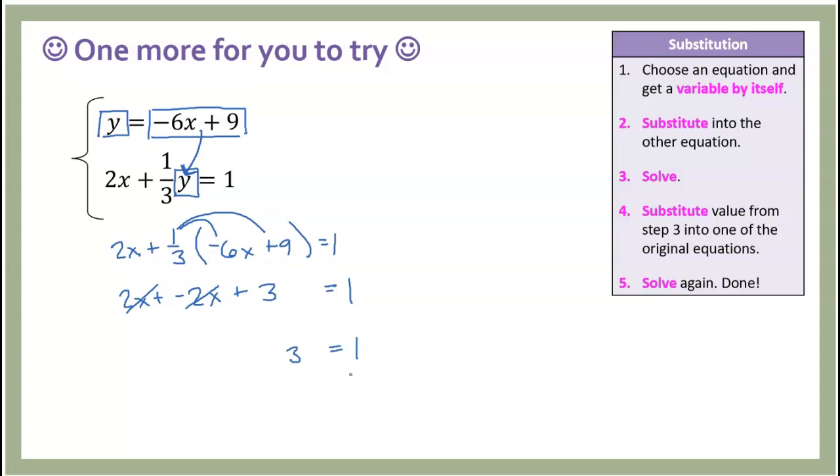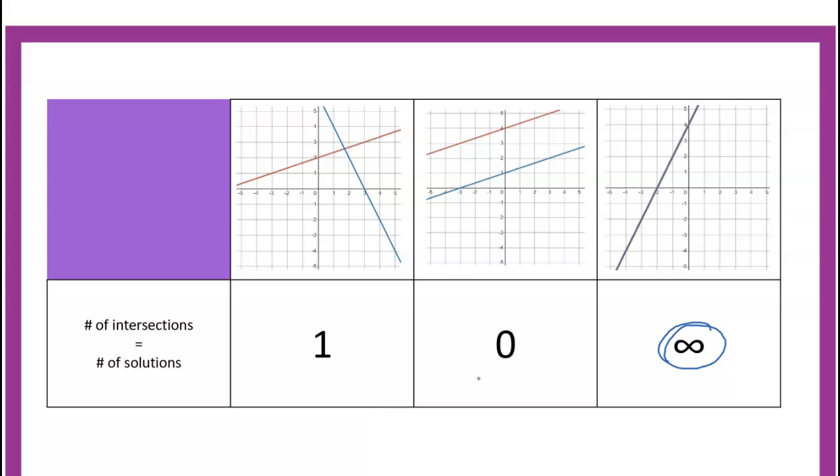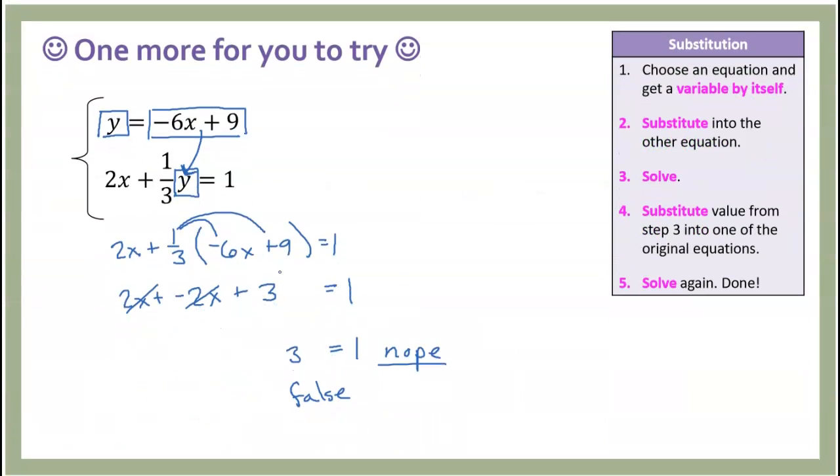Now, I don't know about that. I have never seen the 3 that equaled 1. 3 equals 3, not 1. This is never true. This is a nope. So this is an always false statement. 3 is never equal to 1. And this is going to be a false statement for no solutions. This is like 3 equals 1. This is like 6 equals 6. So these are parallel lines, no solutions.